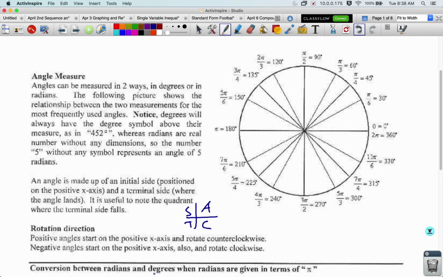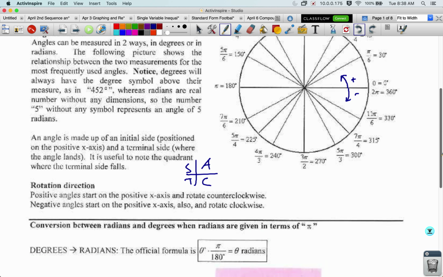All right, rotation directions. Positive angles start on the positive x-axis and rotate counterclockwise. Negative angles start on the positive x-axis and rotate clockwise. I always think about it as the first move you make. If you're going up, it's positive. If you're going down, it's a negative angle.